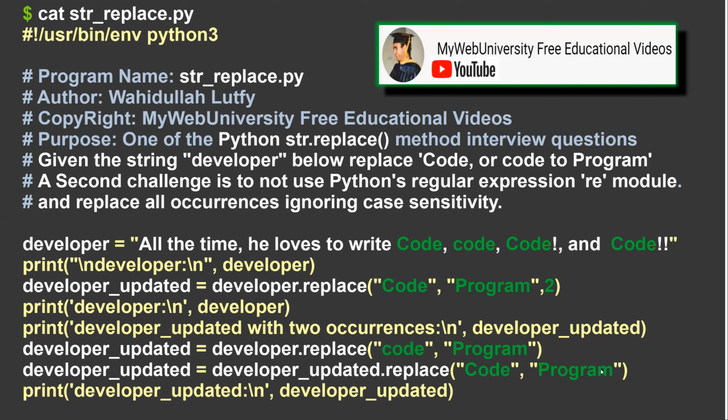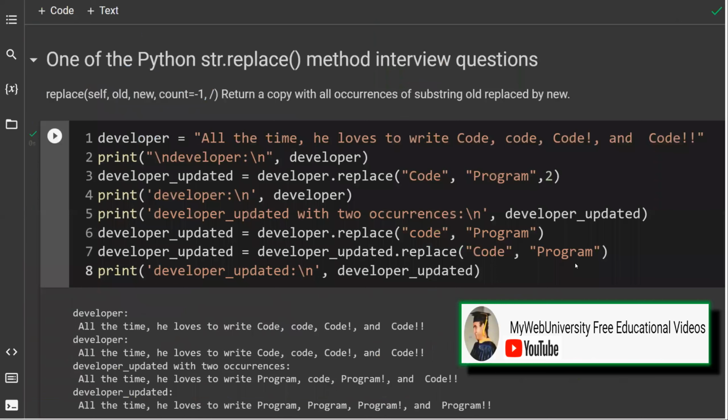So if it is just comma 2 or minus 1 or something, it will just do as many as you specify. But if you omit that one, count equal -1, which is just the entire string. So in this case, we print the developer updated, and then all occurrences of code will be replaced with program when the program finishes. So this is the example on the pie chart, not pie chart, sorry.